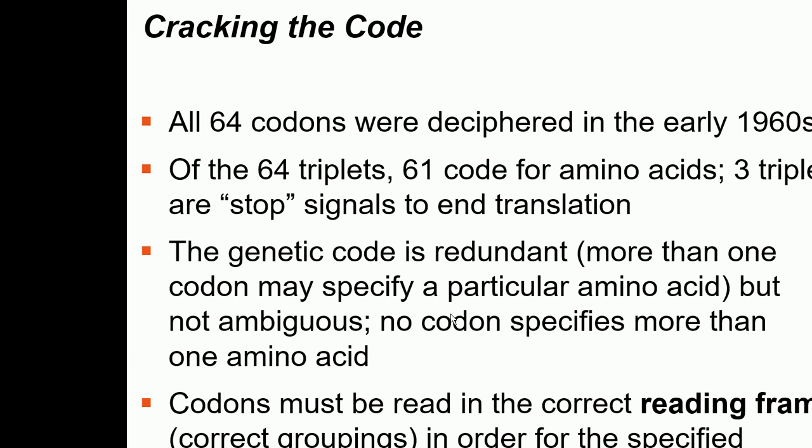So for one amino acid, there can be 3 codons, there can be 2 codons, but one codon does not code for 2 amino acids. I hope it's clear.